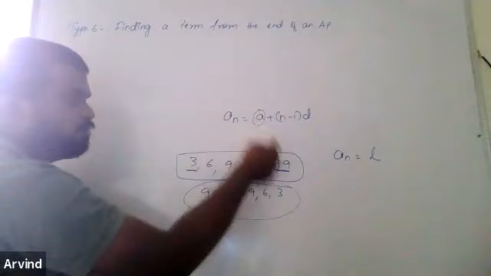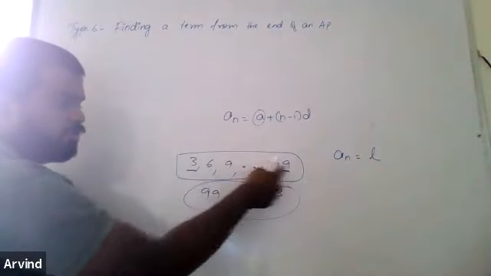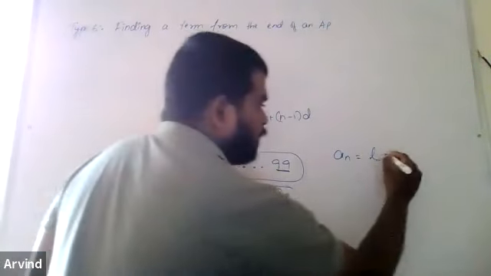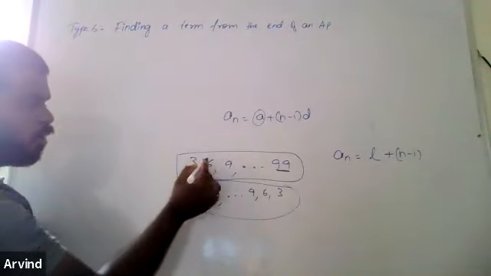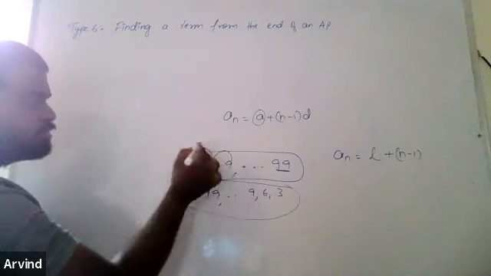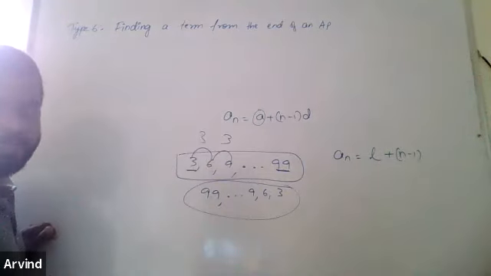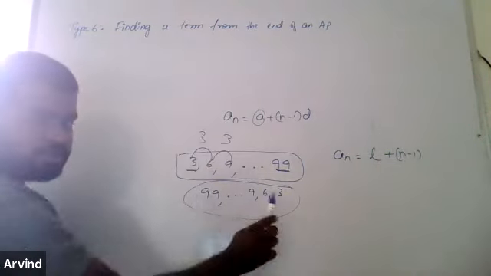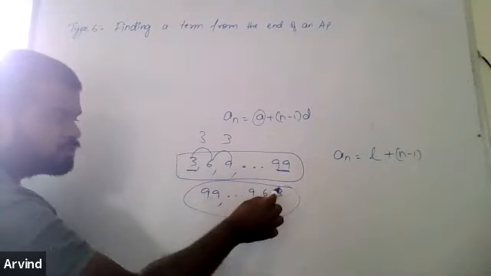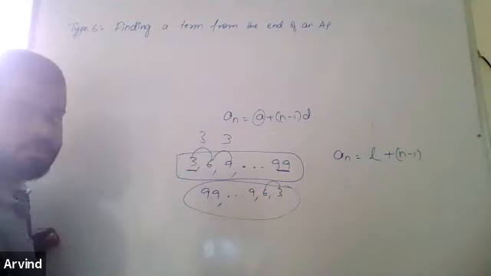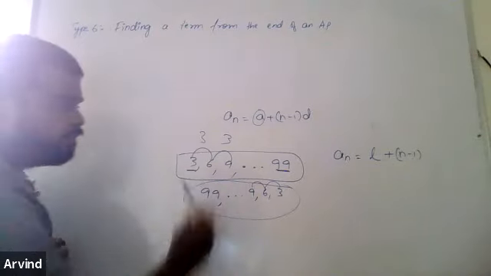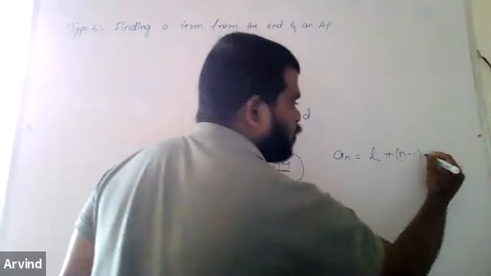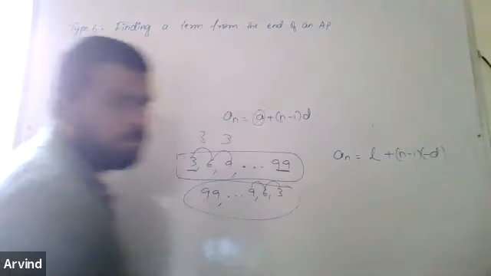Because in place of your first term, your last term is there, plus n minus 1. If you observe carefully, what is the d here? Common difference is 3, if I'm not wrong. But since you have reversed it, now find the common difference. 3 minus 6 is what? Minus 3. 6 minus 9 is also minus 3. So when you reverse it, the d will become negative. So here we can't take positive d, we have to take negative d.